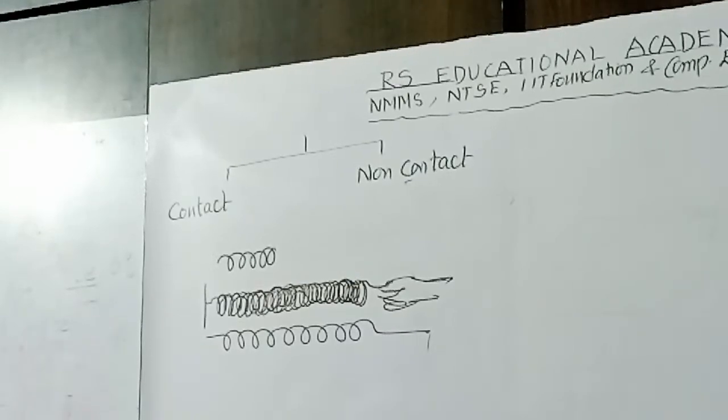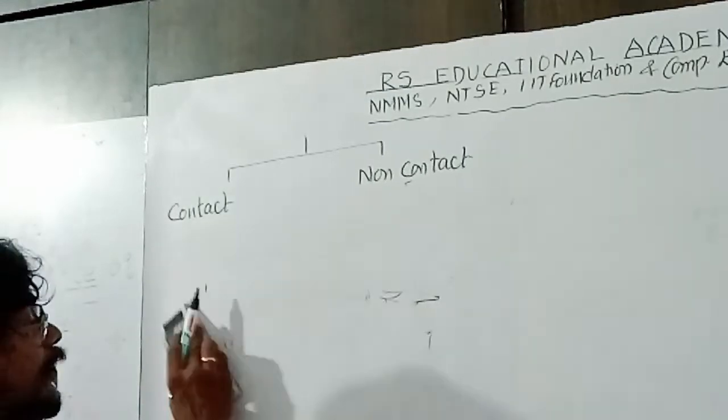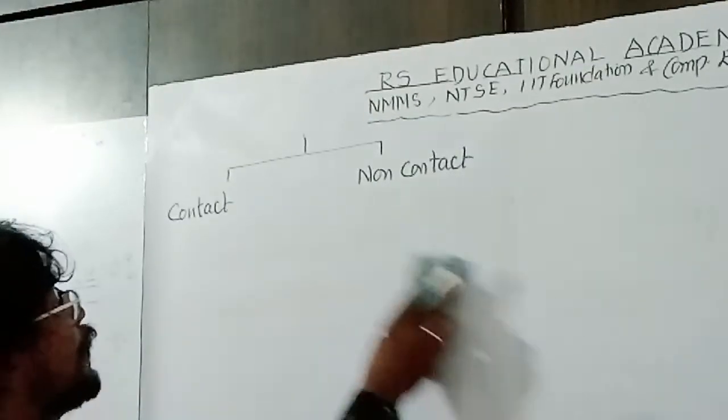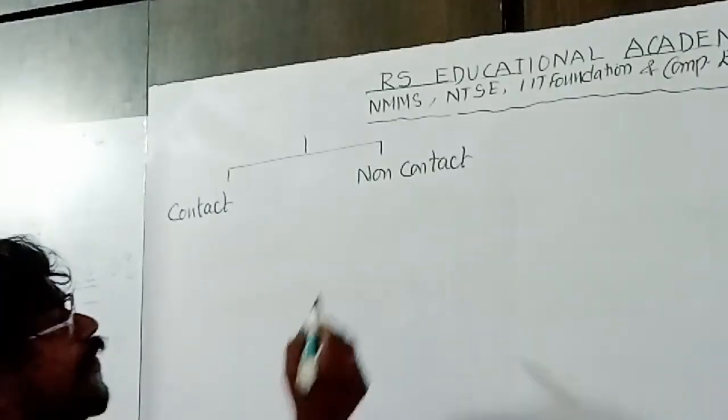సో దాన్ని స్ప్రింగ్ ఫోర్స్ అంటాం. స్ప్రింగ్ ఫోర్స్ ఈజ్ ఆల్సో ఏ కాంటాక్ట్ ఫోర్స్. ఓకే, నెక్స్ట్. కాంటాక్ట్ ఫోర్స్ ఈజ్ ఓవర్. Now non-contact forces are field forces.